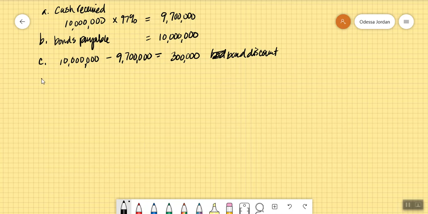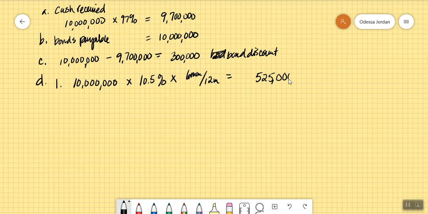All right. So the next one that we want to do is we want to calculate the cash paid in interest. So the cash paid in interest is the $10 million stated bond value times the 10.5%, which is the stated interest rate for the bond, at 6 months over 12 months. And so that gives us 525,000.